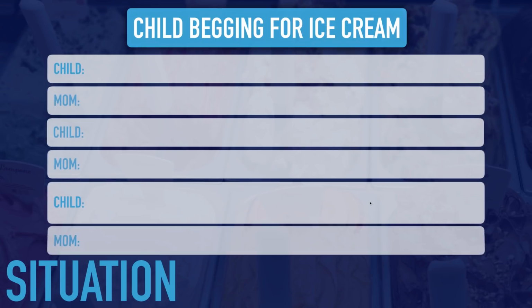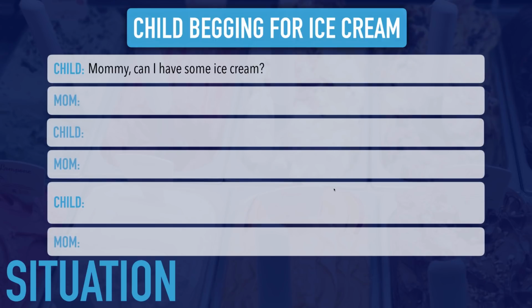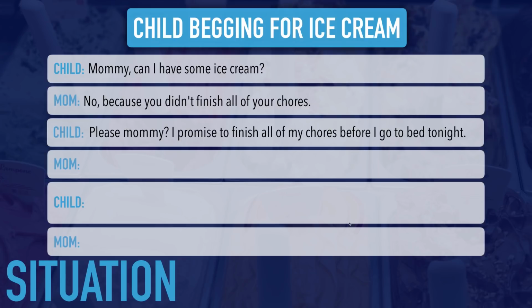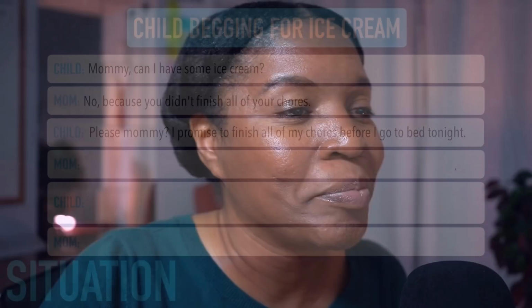Now here's the child: Mommy, can I have some ice cream? The mom: No, because you didn't finish all of your chores. Please, mommy, I promised to finish all of my chores before I go to bed tonight. He's putting off his chores. You got that, right? He's delaying his chores. You got that? Now, how does the mom respond?